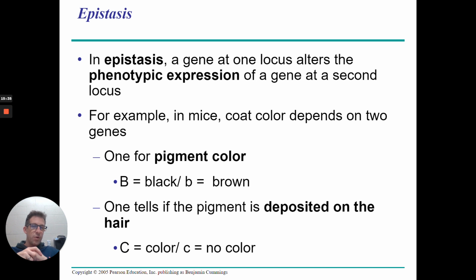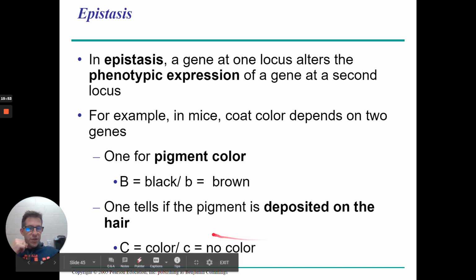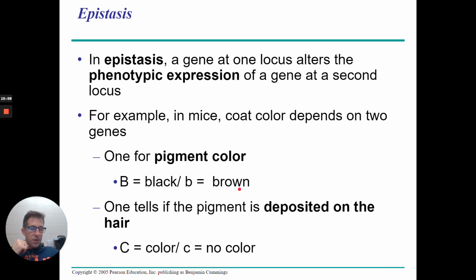Epistasis is where a gene at one locus alters the phenotypic expression of a gene at a second locus. Okay. For example, this does happen in mice with their coat color, and it depends on two specific genes. One gene codes for pigment color, whether it's black or brown. That works on simple Mendelian genetics, right? It's a simple dominance. Big B is black, dominant over little b, brown.